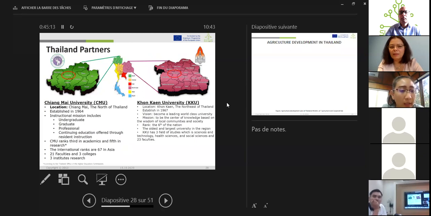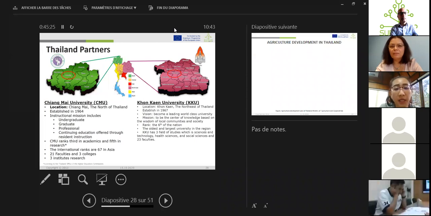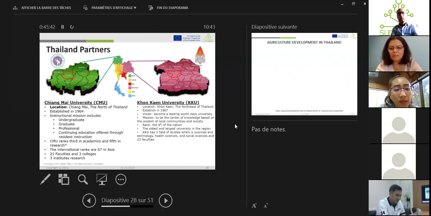CMU is Chiang Mai University. It is located in the north of Thailand and was established in 1964. According to the Thai Office of the Higher Education Commission, CMU is ranked third in academics and fifth in research, and ranked 67th in Asia. CMU has 21 faculties, 3 colleges, and 3 research institutes relevant to innovation technology as well.